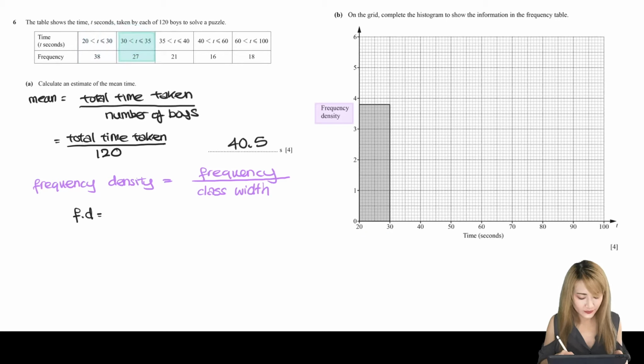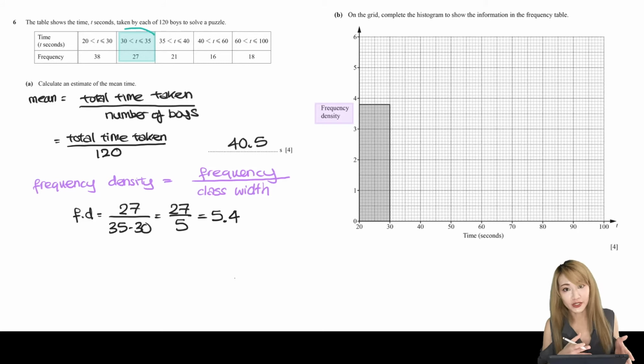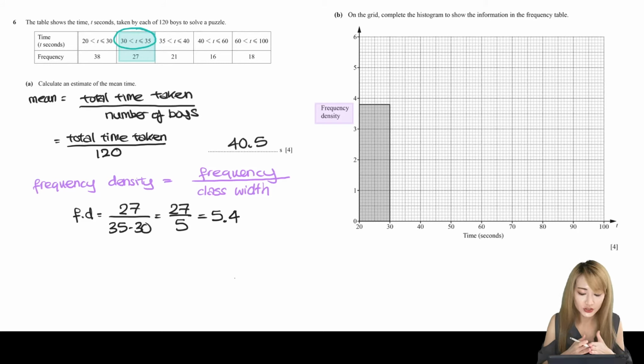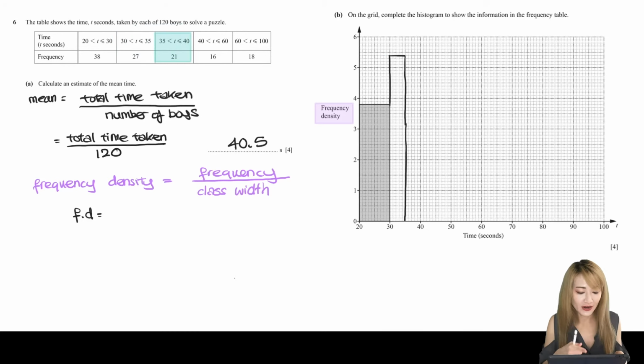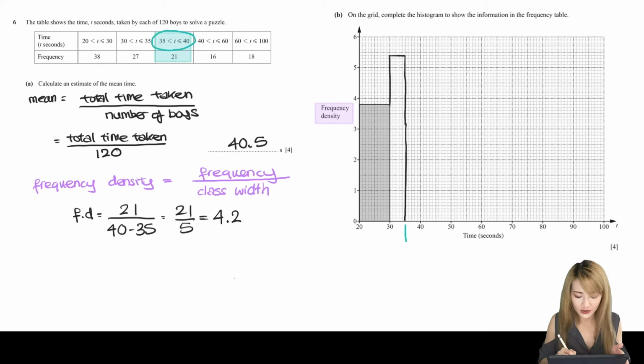So for the second group, that's 27 divided by 35 minus 30, which equals 5.4. The group goes from 30 to 35, so the column needs to go from 30 to 35 only on the x-axis for the time. For the group 35 to 40, it's going to be 21 divided by 40 minus 35, and that equals 4.2. And the group goes from 35 to 40, so the column will only go from 35 to 40 along the x-axis.